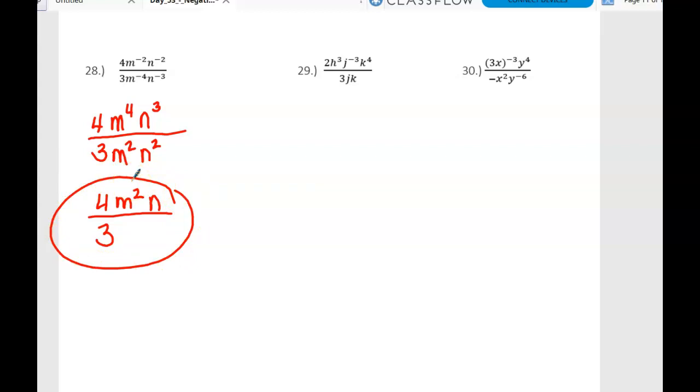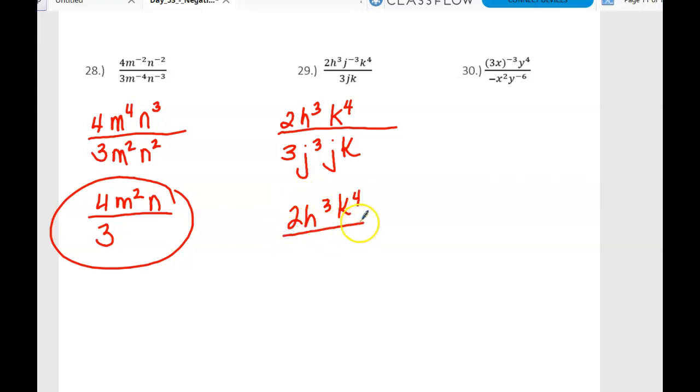Okay, if I look at 29, again, I'm going to start with my fraction bar. The coefficient 2/3 is not going to change, 2/3. All right, my h to the 3rd, I'm going to keep that up top. My j to the negative 3, I'm going to move it to the bottom and make it positive. And my k to the 4th, so I'm just working with the numerator right now. Now in the denominator, I've got a j and a k that don't move. All right. So now to the next step, I'm just going to simplify. I've got 2h to the 3rd, k to the 4th over 3, and it's going to be j to the 4th and then k.